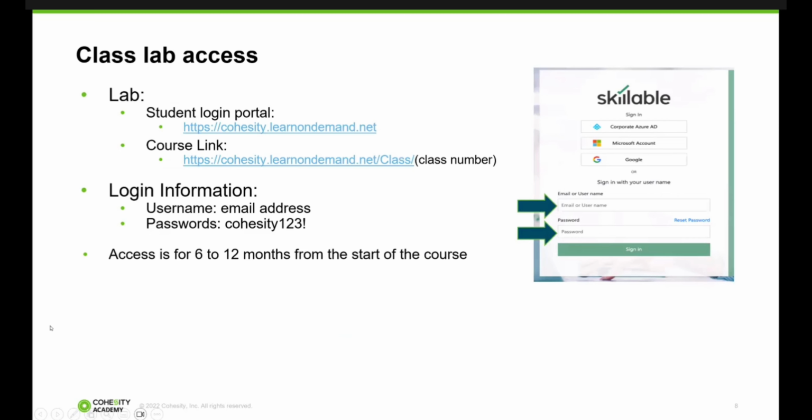This is the lab environment. Now, please, if you can, all log in to this environment now. Go to Cohesity.learnondemand.net. Log in with your corporate email address, and the default password is Cohesity123! If the password doesn't work, there is a forgot password or reset password link that you can see on the slide here. You can click that, put your email address in, and they will send you a password. All I'm asking you to do at this point is to log in. Prove you can log in.